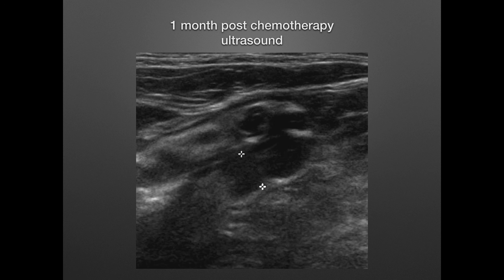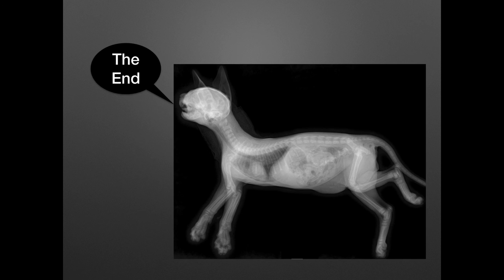The gastric lymph node was also seen, and that was considered within normal limits, and it was much smaller on the follow-up examination. So that's the end of this short case presentation of a cat with gastric lymphoma.